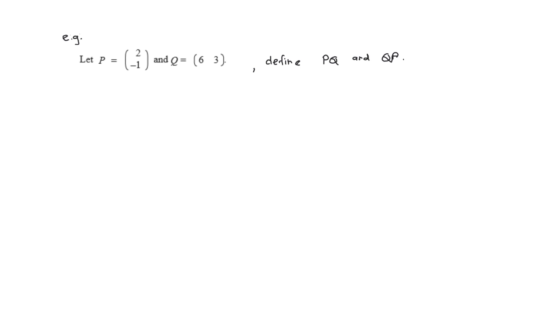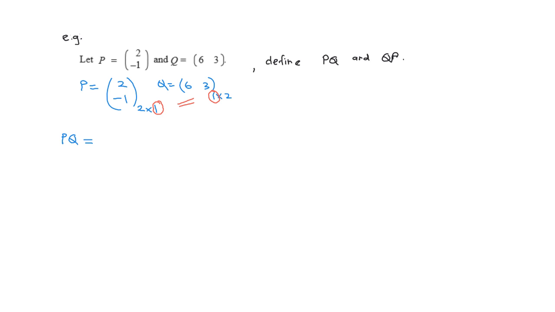Next example, let P equal [2; -1] and Q equal [6, 3]. Define PQ and QP. Let's see, P is equal to [2; -1], Q is equal to [6, 3]. So first we have to check the orders there. So what's the order? P is 2 by 1, and this one is 1 by 2. Here columns equal to rows. These two are equal. Then we can define PQ.